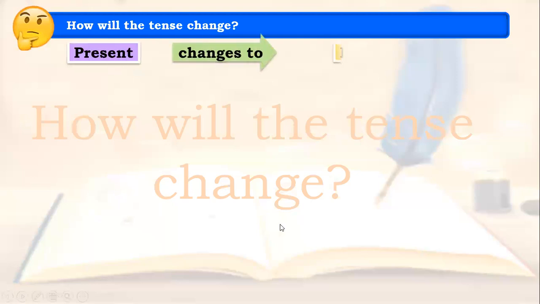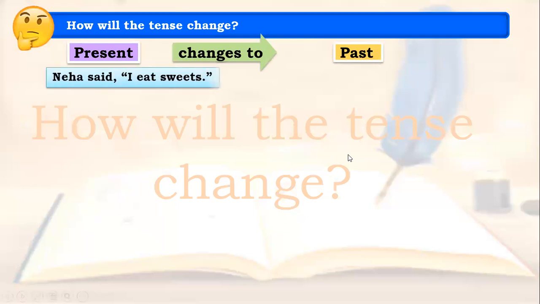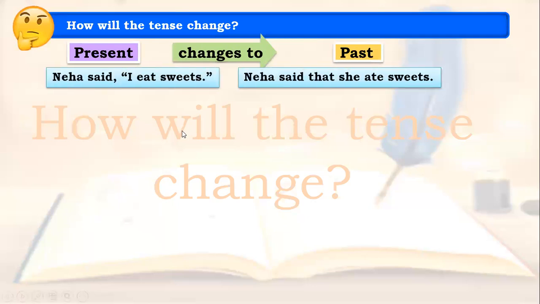One is, if the direct speech is in present tense, the indirect speech gets converted into past tense. That means, if I say, Neha said, "I eat sweets," which is the andar ka verb here?